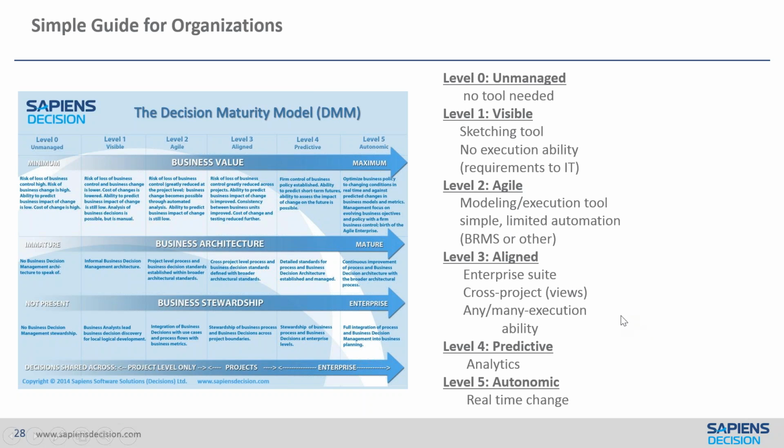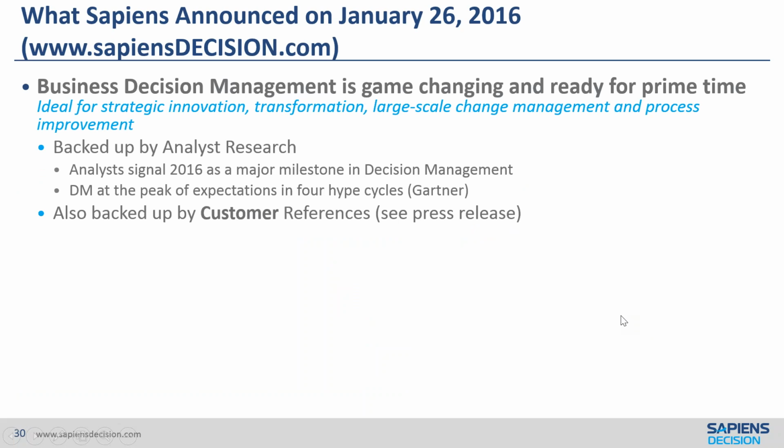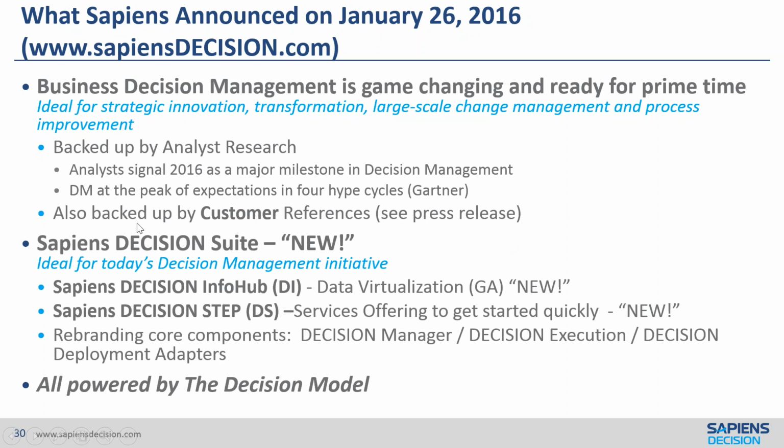To wrap up with what Sapiens has announced as of January, and this is interesting, but there are more interesting things coming. Basically, they announced in January that analysts have been making predictions, and decision modeling and management is here. It's like the new thing, and we also published some of our customer references. They also announced the Decision Suite. The Decision Suite has several pieces. They have an info hub. I'll talk about that in a minute.